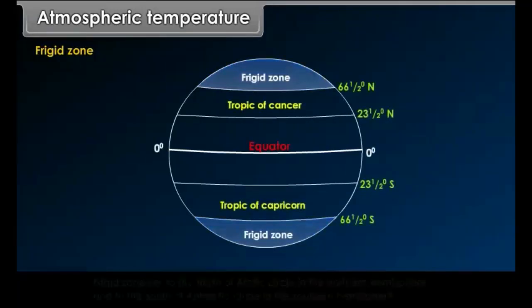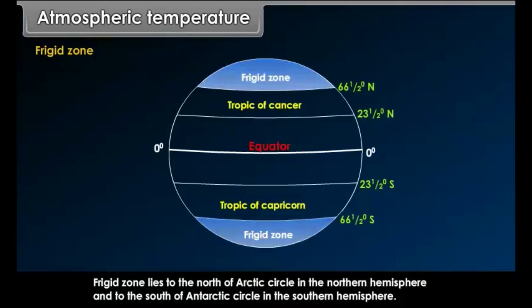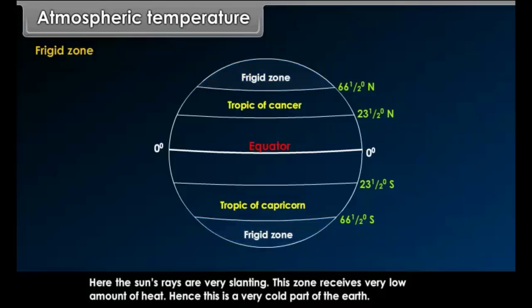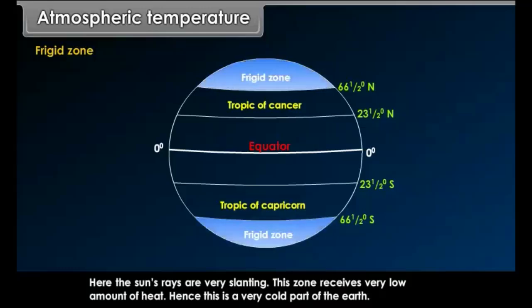Frigid zone. Frigid zone lies to the north of Arctic Circle in the northern hemisphere and to the south of Antarctic Circle in the southern hemisphere. Here, the sun's rays are very slanting. This zone receives a very low amount of heat. Hence, this is a very cold part of the Earth.